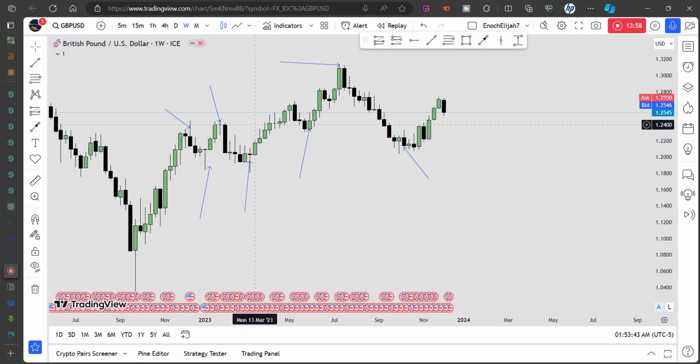That's why you see price making higher highs and higher lows. Why is price doing that? They are doing that to take out liquidity of old highs. If price is bullish, take out old highs. If price is bearish, you take out old lows.